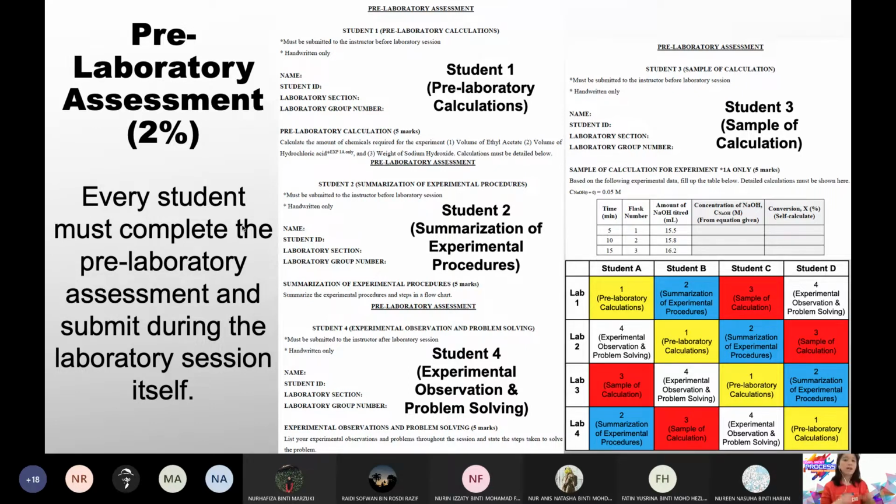So student 1, you do the calculation, you will prepare the chemicals. Okay, student 2, you will study the procedure and summarize the procedure. Means when the lab is running, that student will run the experiment because he has read the procedure. Okay, student 3, you will become an observer or troubleshooter. Meaning any problem during the experiment, student 3 is supposed to write down the problems and how you solve the problem during the lab.